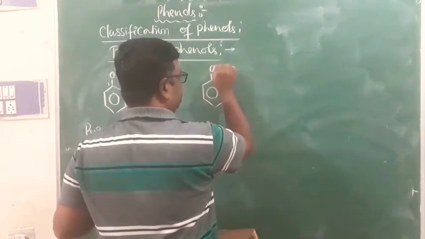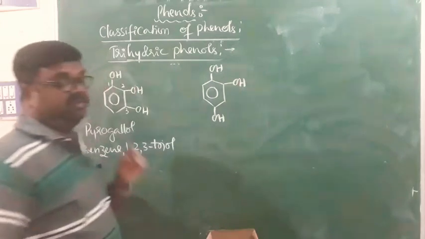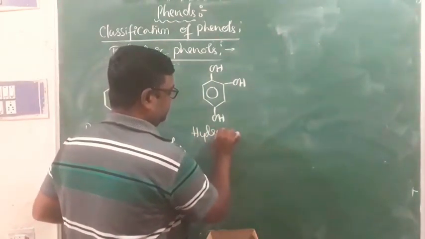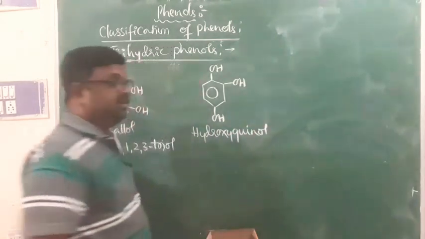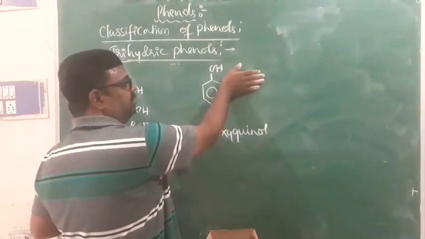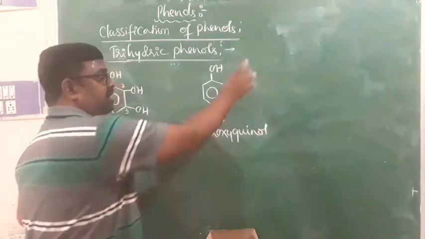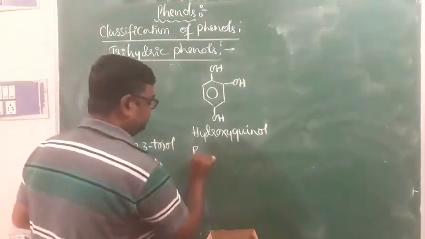Look at this. One more example. This is trihydroxybenzene. This is hydroxyquinol. Very interesting compound it is, because if OH group is not there, it will be quinol, right? If OH group is present, it will be hydroxyquinol. And of course, it is benzene.